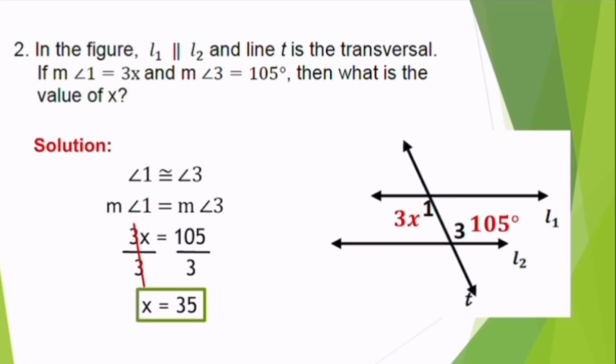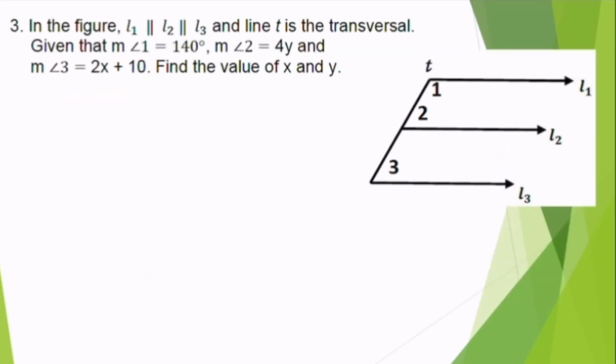Next, for our last example, in the figure, L sub 1 is parallel to L sub 2 and parallel also to L sub 3. And line T is the transversal. Given that the degree measure of angle 1 is 140 degrees, and the degree measure of angle 2 is 4y, and the degree measure of angle 3 is 2x plus 10, find the value of x and y. So from here, we will have two solutions.